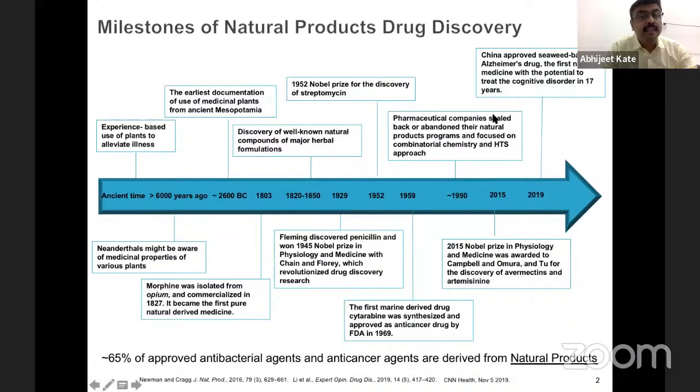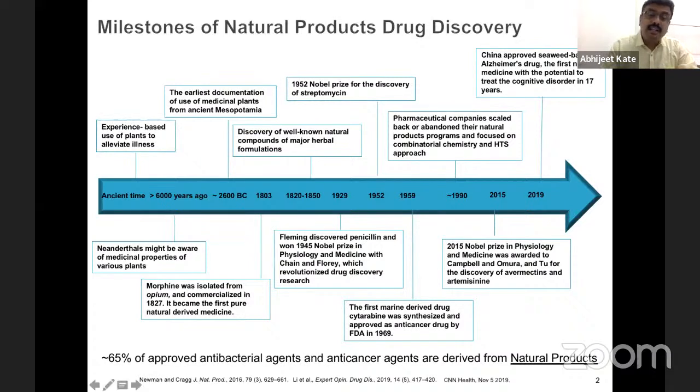And then recently in 2019, China approved a seaweed-based oligomannate compound for Alzheimer's drug, which is also suggesting that people are still working on this area and trying to help in the medicinal field. If I give you a brief summary, I would say in anti-cancer drugs, more than 60% of molecules are from natural products.